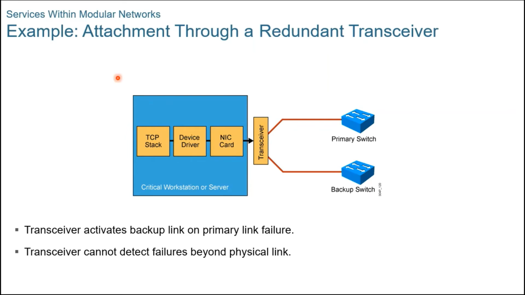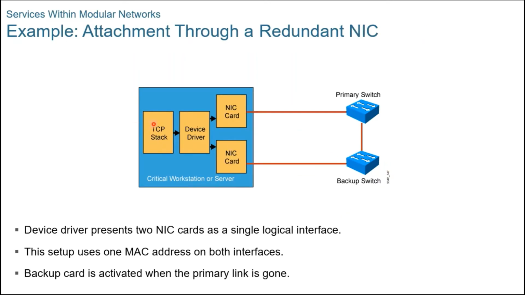Now, an example of attachment through a redundant transceiver. Physical redundancy with a redundant transceiver is suitable in environments where the workstation hardware or software does not support redundant attachment options. Now on this diagram here, it is an example of attachment through a redundant NIC. Attachment through redundant network interface cards, or NICs, is supported in some environments. For example, most Unix servers support redundant attachment through dual NICs, primary and backup. The device drivers represent this attachment as a single interface to the operating system.